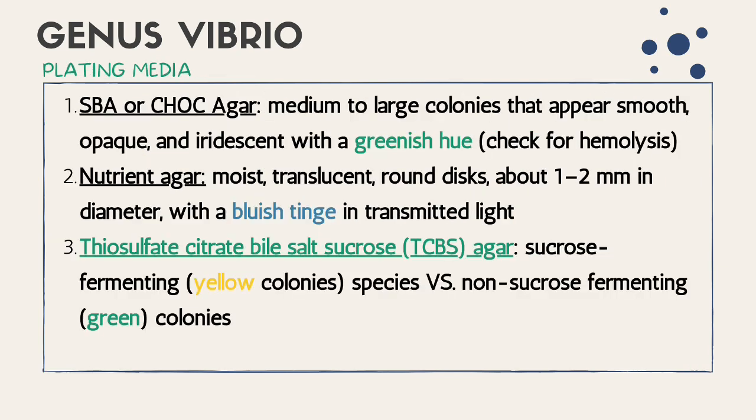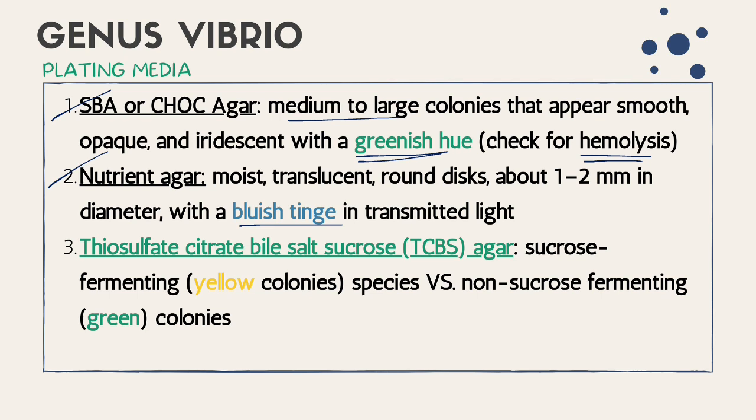For plating media under genus Vibrio, on sheep blood agar and chocolate agar, they appear as medium to large colonies that appear smooth, opaque, and iridescent with a greenish hue. Later on, we will show you that greenish hue. For sheep blood agar, we check for hemolysis because most of our organisms under Vibrio may cause hemolysis on the blood agar or can lyse RBC. For nutrient agar, there is not much clinical significance, but some organisms may produce a bluish tinge in transmitted light when grown on this particular culture medium. Later on, we will show you this particular Vibrio species.